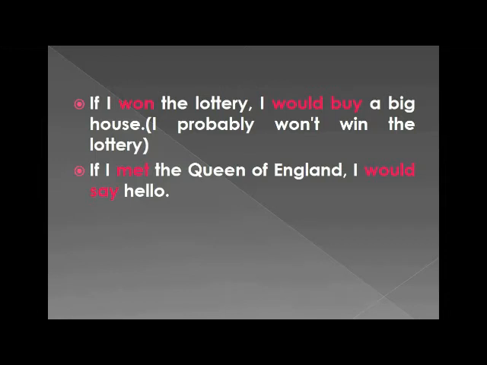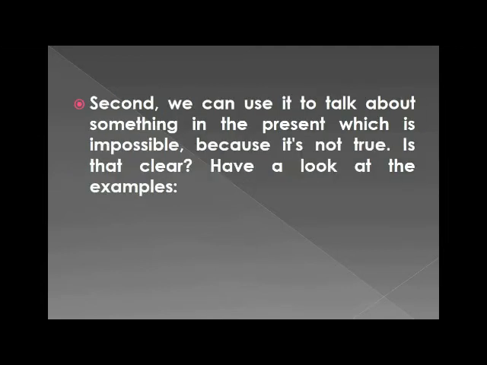So when you use that, you put it in the past tense and you complete it with would plus the action verb in the infinitive. This is the second conditional. That is why you see in bracket there, probably winning the lottery may not happen. In the second example, if I met the Queen of England, I would say hello. This is something that may probably not be true in future. So when you talk about such imaginary situations, then you use the second conditional.